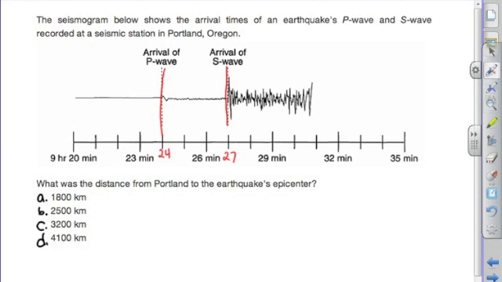Before I can answer that, I need to subtract my S minus P, find the lag time between the two. So we know that we always put the S on top. They're telling me 27 minutes minus 24 minutes gives me a difference of 3 minutes. Now, with that information, I need to slide and glide.